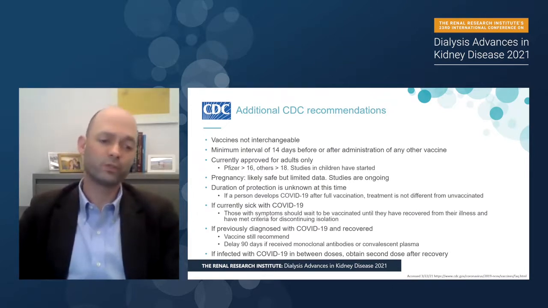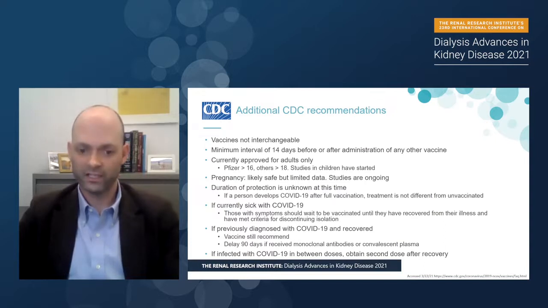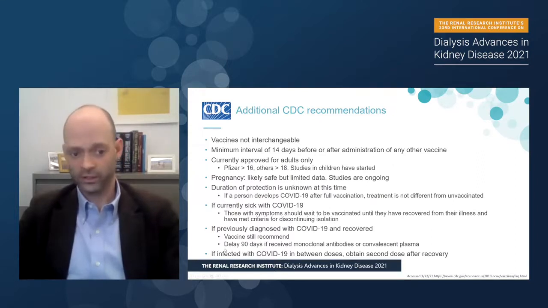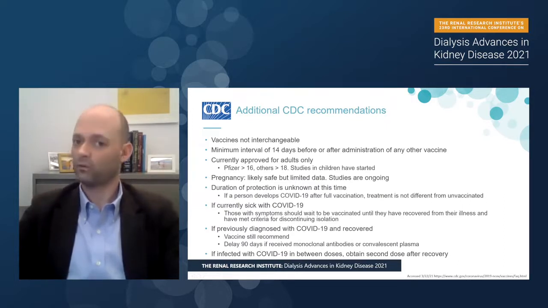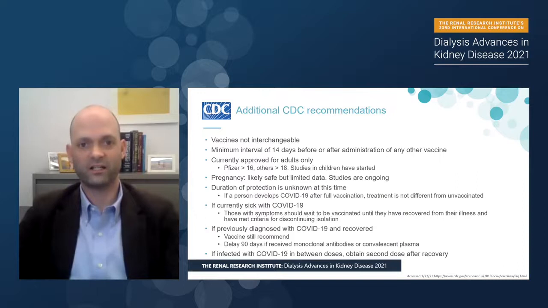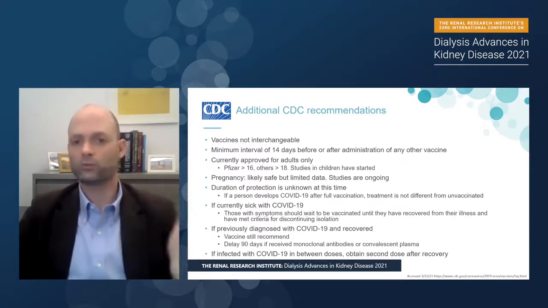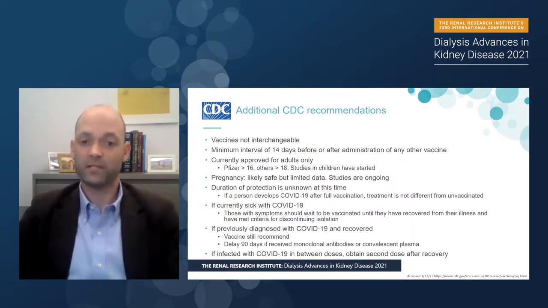And if someone was previously diagnosed with COVID-19 and has recovered, by all means, they should get the vaccine, and it's still a strong recommendation. However, there is a thought to delay until they are no longer contagious, as you can imagine. And for those who received monoclonal antibodies or convalescent plasma, because it's thought that those are quite protective as well, delay 90 days until you receive vaccination. Now, this is a recommendation in the setting of not having enough vaccines. Once we have plenty of vaccines, this may change.